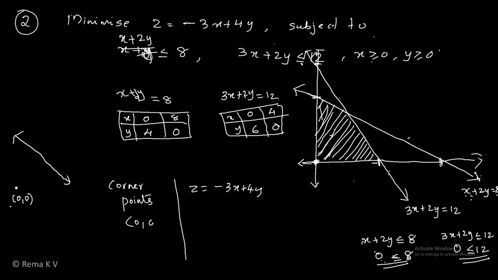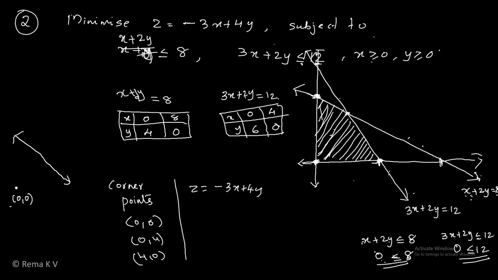Give the corner points 0, 0. First one. What about this? Here it is 0, 4. Okay, it is 0, 4. What about this point? It is for the second line. Second line y coordinate is 0. It is 4, 0. And now we have to find out this point.